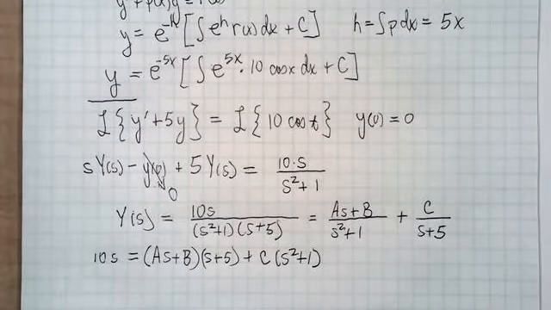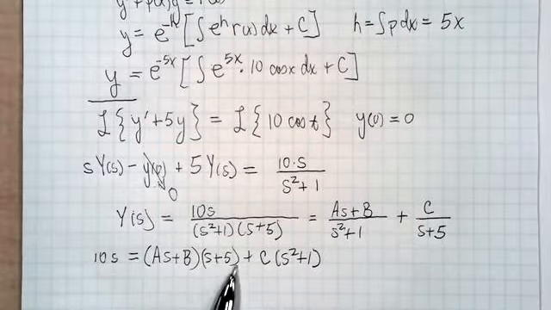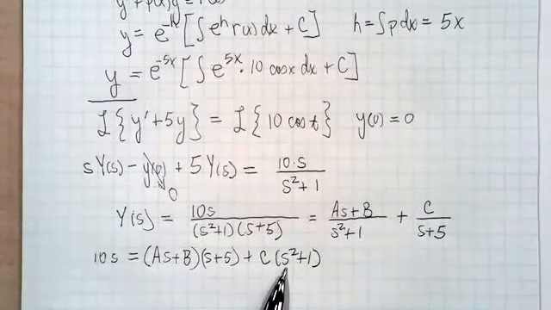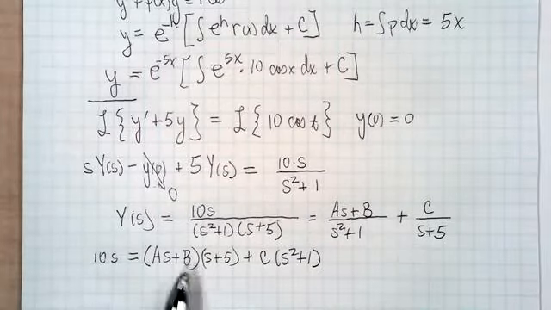Now, there are lots of things you can do here. It actually works to do this. You can put s equals minus 5 in here, which will kill the a and the b, and you'll immediately figure out what c is. You can also set s equal to the complex number i, 0 plus i, and then do the same here and equate real and imaginary parts.